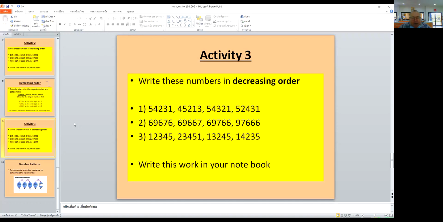Number 3, section 3. Our first number is 12,345. Our second number is 23,451. Our third number is 13,245. And our fourth number is 14,235.